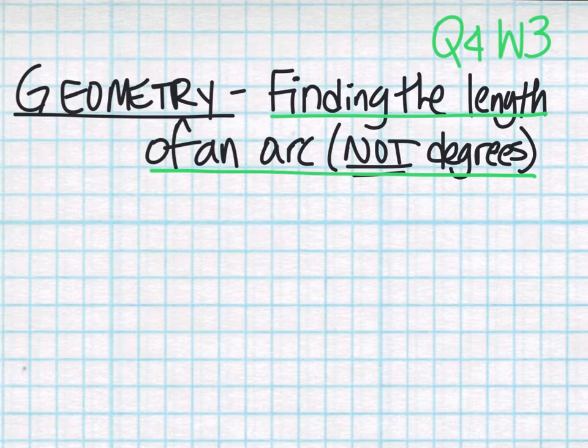So when we find the area of a sector, what we're doing is we're finding a fraction of the area of the circle or a percent of the area of a circle. What we're doing when we're finding the length of an arc is we're finding a fraction of the circumference of a circle or a percent of the circumference of a circle. So let's look at an example.